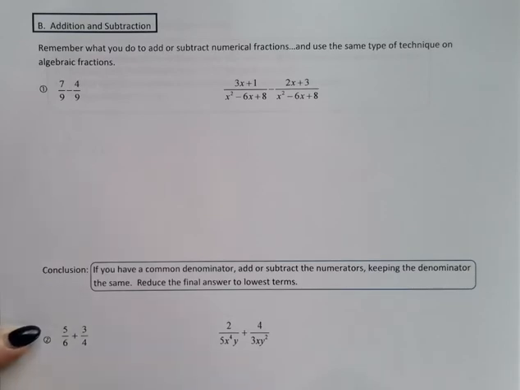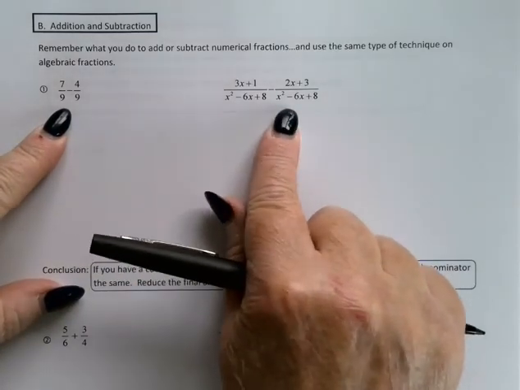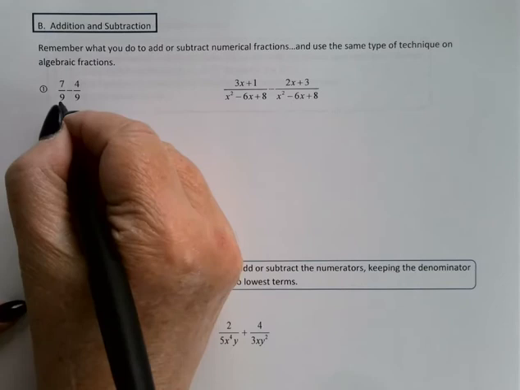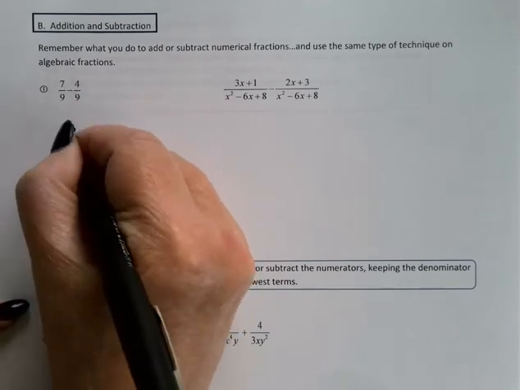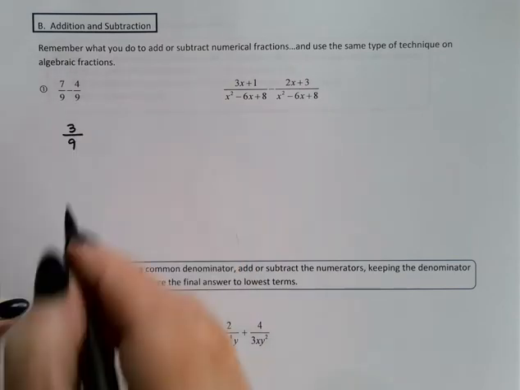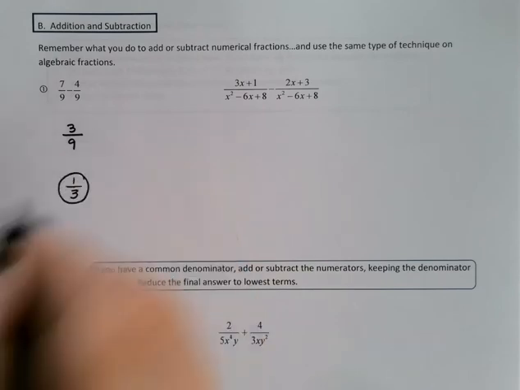So, to add or subtract numerical fractions, you probably remember that the key is having a common denominator. I need a common denominator, whether I've got numerical fractions or algebraic fractions. And if I do, I can simply add or subtract the numerators. So 7/9 minus 4/9, I subtract the numerators and get 3, keeping the common denominator of 9. And then, of course, I want to see if that reduces, and in this case it does. So my final answer is 1/3.